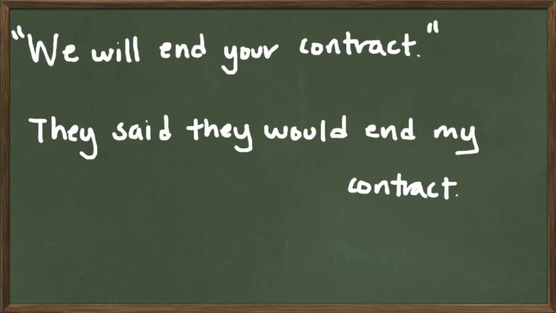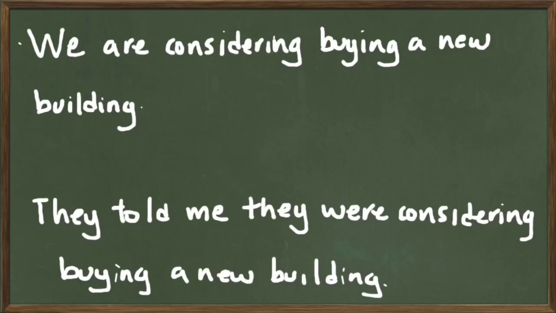We have some examples. "We will end your contract." A little rough, a little harsh. If we want to report this, we say, they said they would end my contract. Okay? Notice, we have the reporting expression, we have our subject, and we have the reported information. The original is will end your contract. The reported information is would end your contract, because will changes to would. Pretty simple, huh?